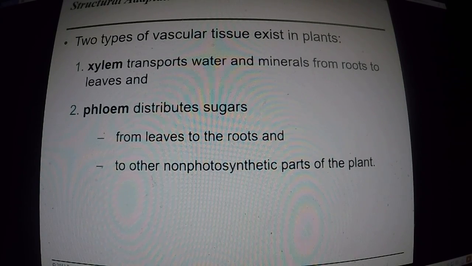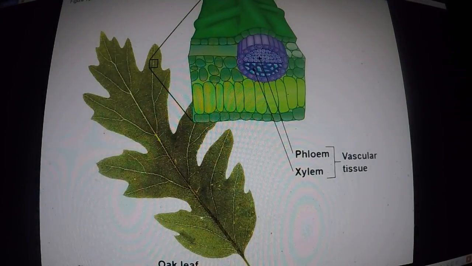The types of vascular tissue that exist in land plants are xylem, which transports water and minerals from the roots to the leaves, and the phloem, which distributes sugar from the leaves back to the roots and other non-photosynthetic parts of the plant. A lot of people think that's all it does, takes it to the roots. But hey, if areas above where the leaf is that produces the sugar, if the tips of the branch above it need it, it'll go up there as well.